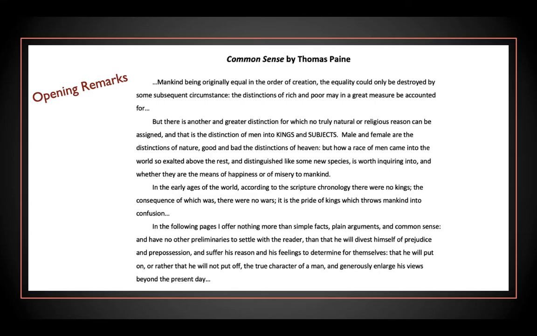In the following pages, he says that he offers simple facts, plain arguments, and common sense. And what is he asking of readers? He's basically asking readers to just come into this with an open mind. Okay, whatever you thought before, I want you to come in and read what I have to say with an open mind.